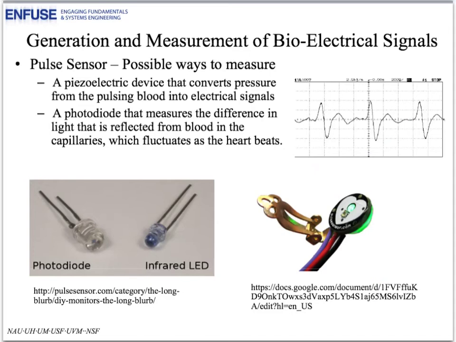And in this case, the photodiode is measuring the variation in the reflected light that's being shined onto capillaries in your finger, for example. And the amount of light that gets reflected will vary depending on the amount of blood that's in your finger, and the volume of blood is fluctuating with time as the heart beats.